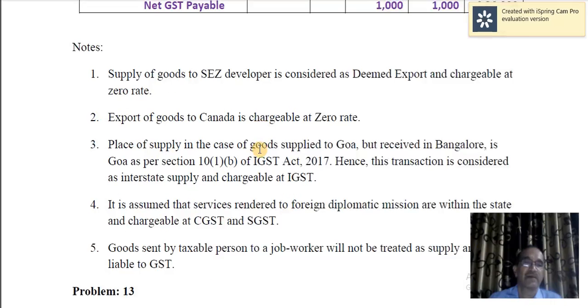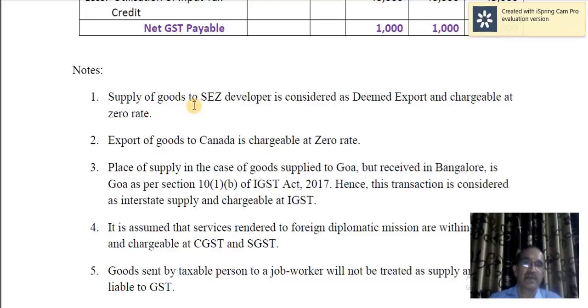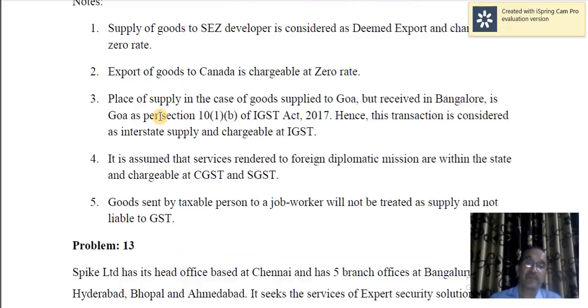Okay. Now let us see some of the notes relating to that. Supply of goods to special economic zone developer is considered as deemed export and chargeable at 0 rated. Export of goods to Canada is chargeable at 0 rate. Place of supply in the case of goods supplied to Goa but received in Bangalore is Goa as per section 10 subsection 1 subclause B of IGST Act 2017. Hence this transaction is considered as interstate supply and chargeable at IGST.